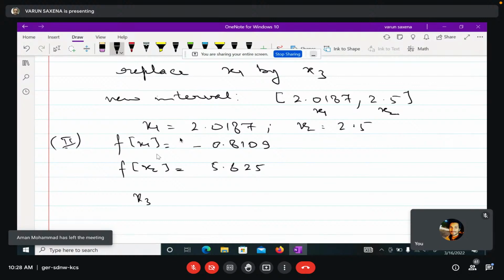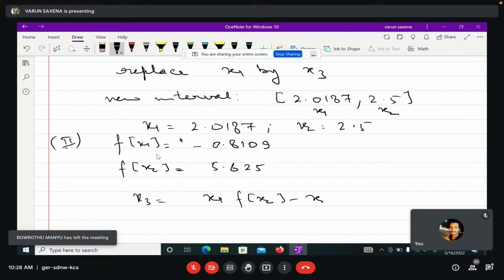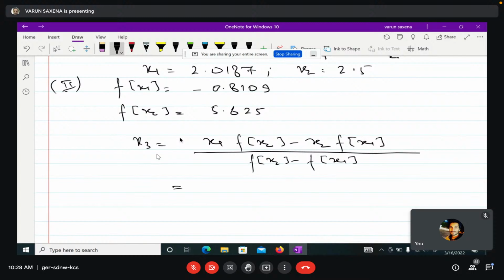So now you again calculate x3, which is x1 fx2 minus x2 fx1, whole divided by fx2 minus fx1. When you do this, your x3 comes out to be 2.0793. Okay, so then you calculate fx3, and fx3 comes out to be minus 0.162.